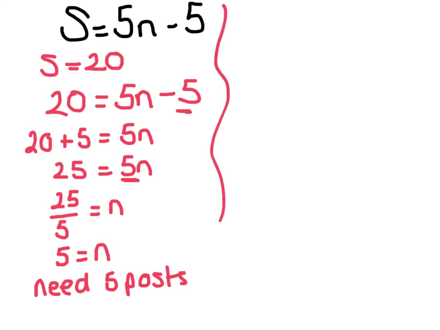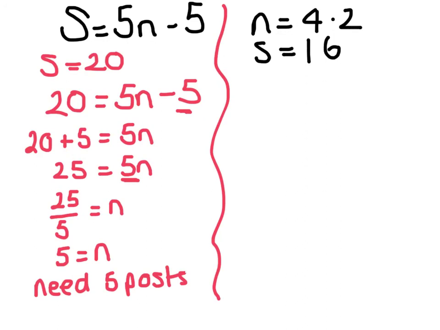What would happen, I'll just put a line down here, what would happen if they said, Howard substitutes n equals 4.2 and gets the result of S equals 16? Is it sensible to substitute a number like 4.2 into this formula? What does it mean to have 4.2 for n? What was our n? Our n was the number of posts. Can you have 0.2 of a post?